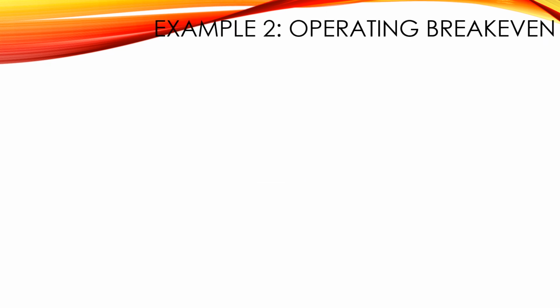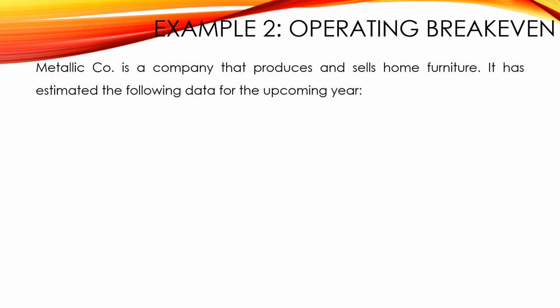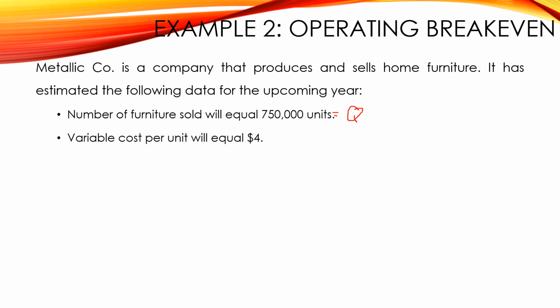Let's move to the second example, which is about the operating break-even. Metallico is a company that produces and sells home furniture. It has estimated the following data for the upcoming year. The number of furniture sold will be equal to 750,000 units. So this is the quantity, Q, or the quantity that will be sold during next year. The variable costs per unit will be equal to $4. So this is the V, variable cost per unit.